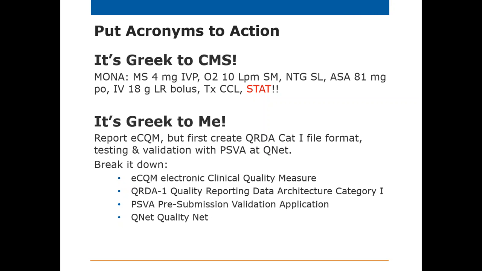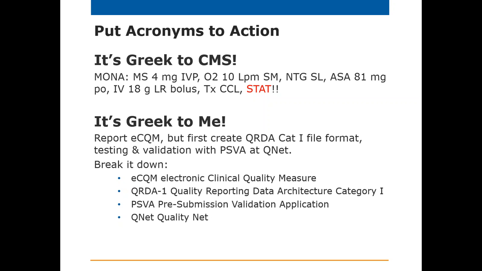And so it almost seems like CMS had to get on the same bandwagon with healthcare in all of the acronyms that they're producing these days with quality reporting and meaningful use. Everything has some sort of a Greek acronym, it seems.